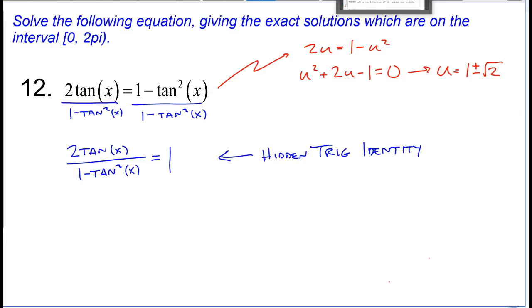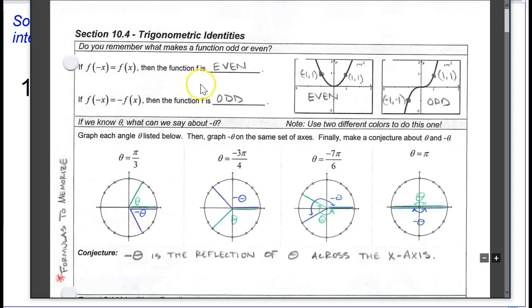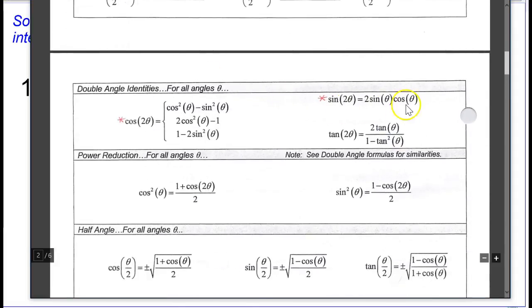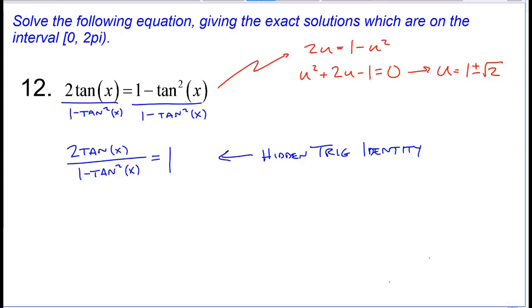So, which one is it? If I go back to section 10.4, all the trig identities we learned, hey, look at this right here. It's tan of 2 theta. Tan of 2 theta equals 2 tan theta over 1 minus tan squared theta. So that was kind of buried in this problem, and it's a tough one, I'm not going to lie.